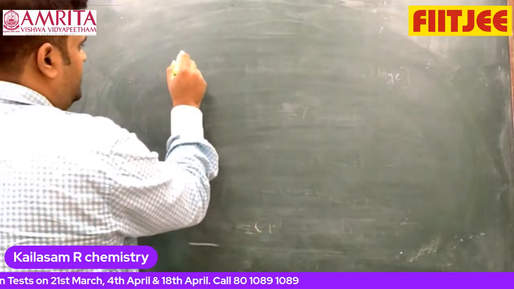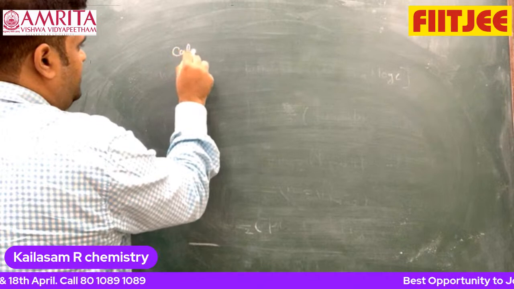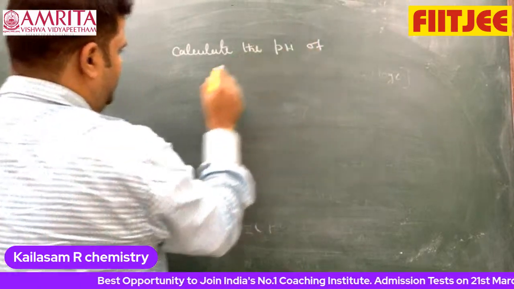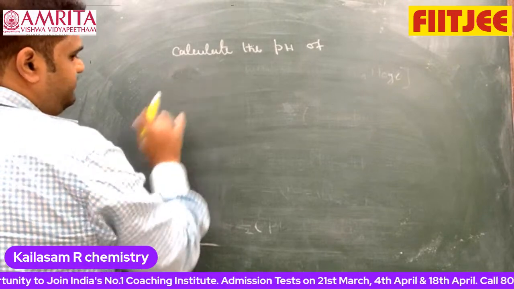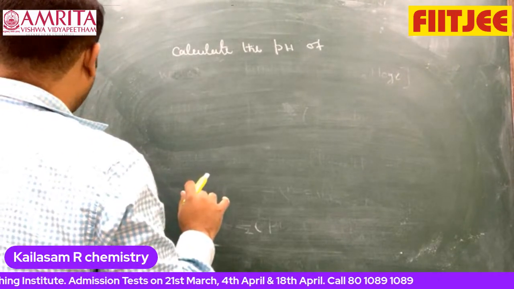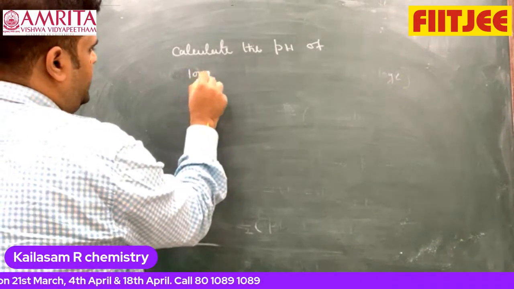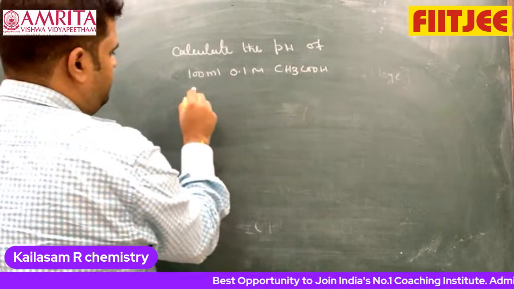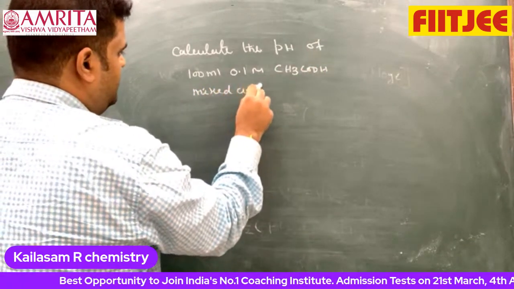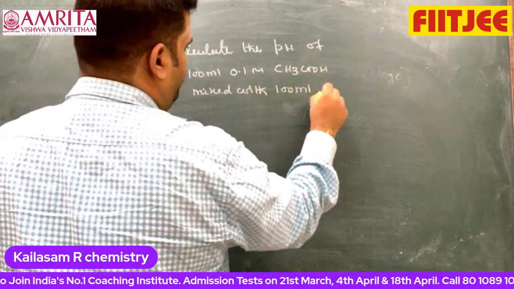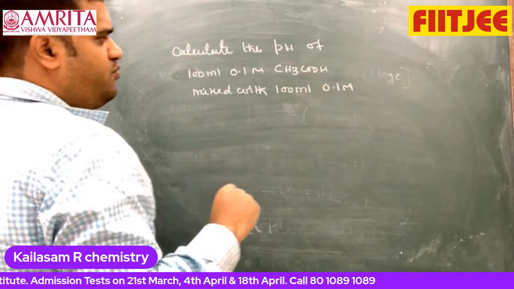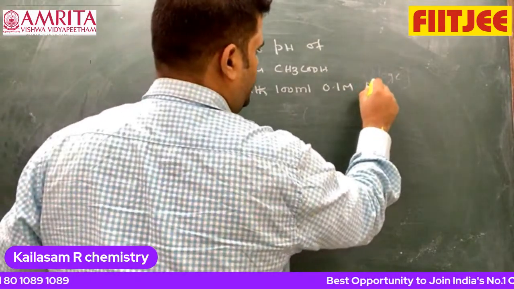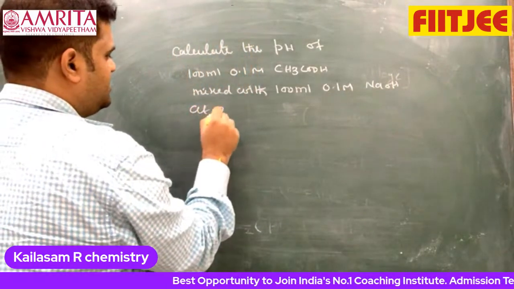Listen carefully. Now, calculate the pH of 100 ml of 0.1 molar CH3COOH mixed with 100 ml of 0.1 molar sodium hydroxide at 25 degrees Celsius.